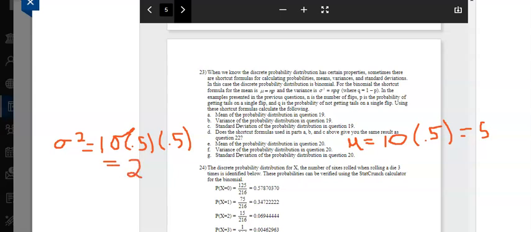And then lastly, to get our standard deviation for part G, we'll just take the square root of 2.5. And I end up getting 1.581. That's if I'm rounding to 3 decimal places. So hopefully that helps you with number 23.